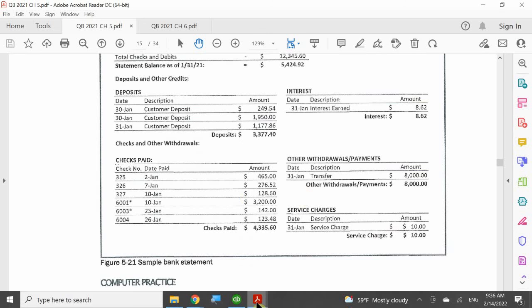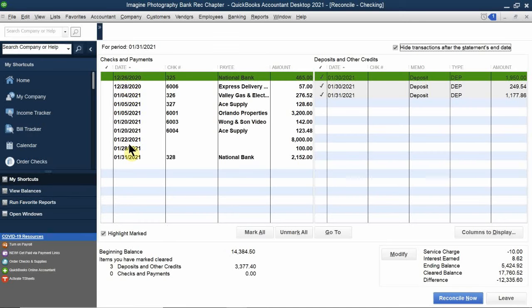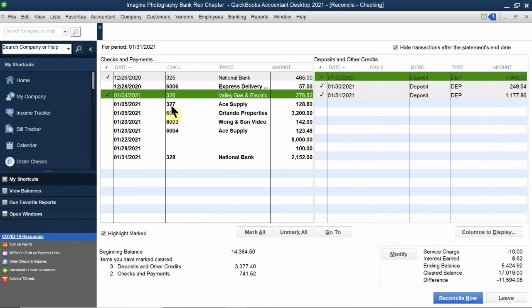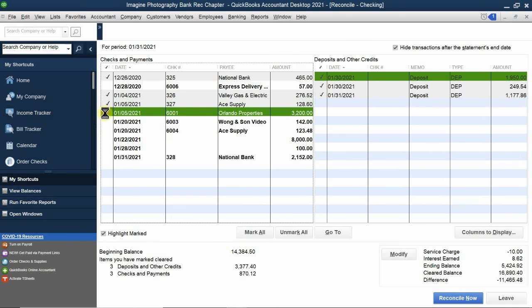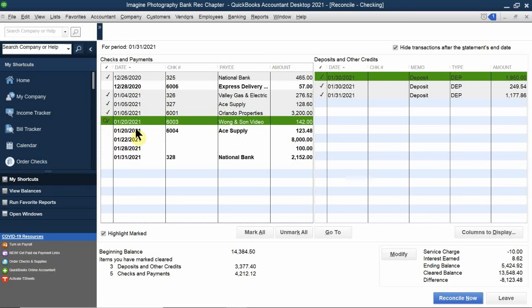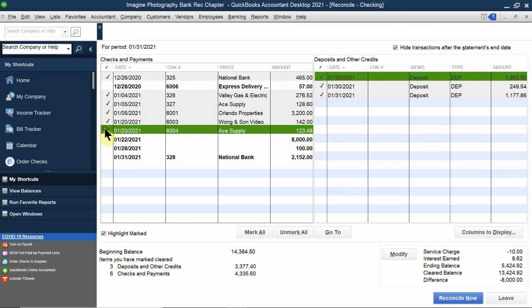So that's what I'm going to do here. I'm going to go to my list for my checks and check them off one at a time. Starting with the very first one, check number 325. Yes, we had that. Check number 326, that cleared. Check number 327 has cleared. Check number 6001, 6003, and last but not least, 6004.